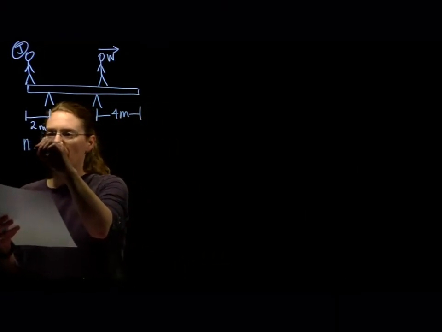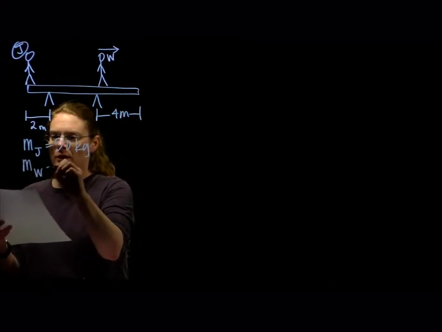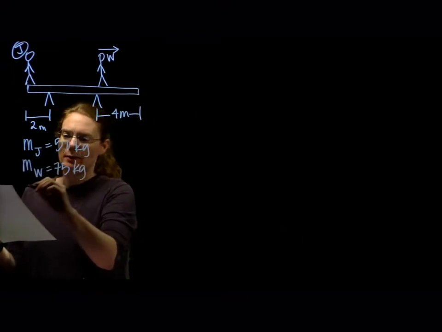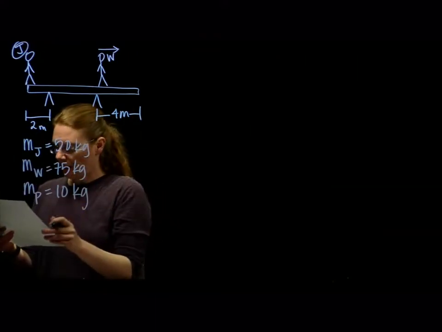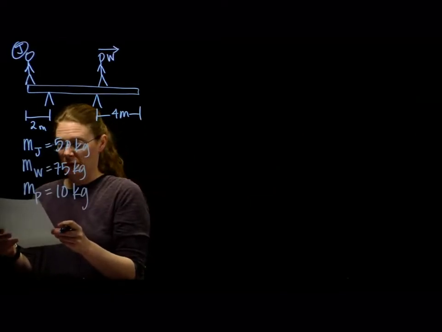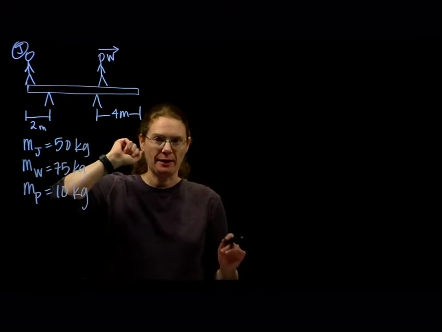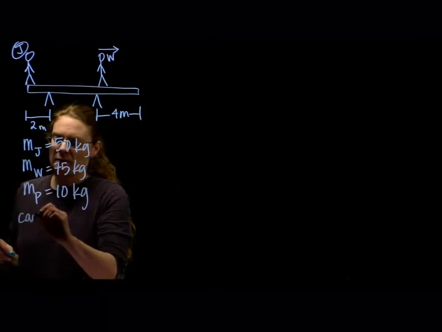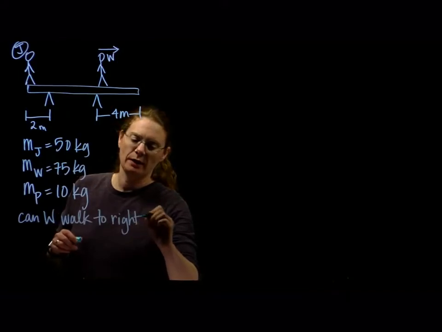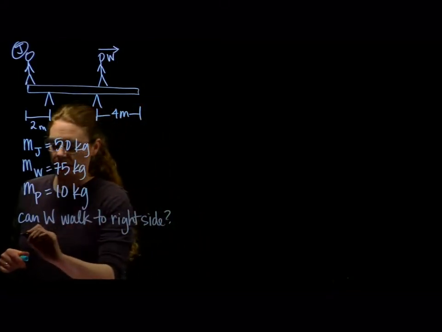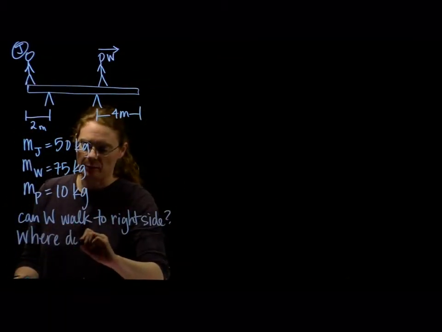What do we know? We know the mass of Jeeves is 50 kilograms. We know the mass of Wooster is 75 kilograms. The mass of the plank is 10 kilograms. We've got those distances. What else do we know? That's about it. So we've got those two distances. We've got the mass of Jeeves, of Wooster, and the plank. We want to know, can Wooster walk to the right end without it tipping to the right side? And if not, where does it tip? If he can't walk all the way to here, where does it tip?